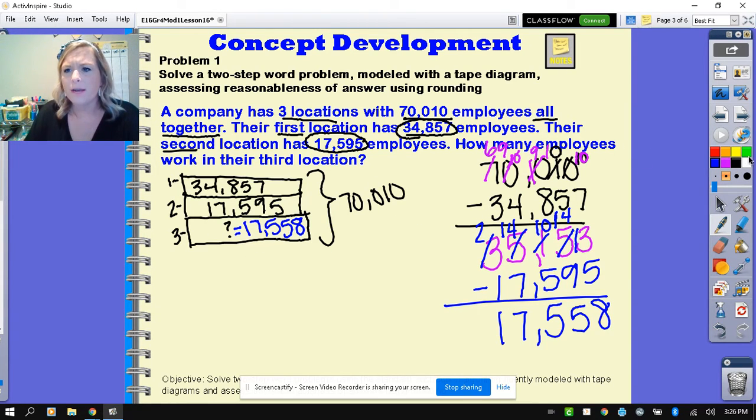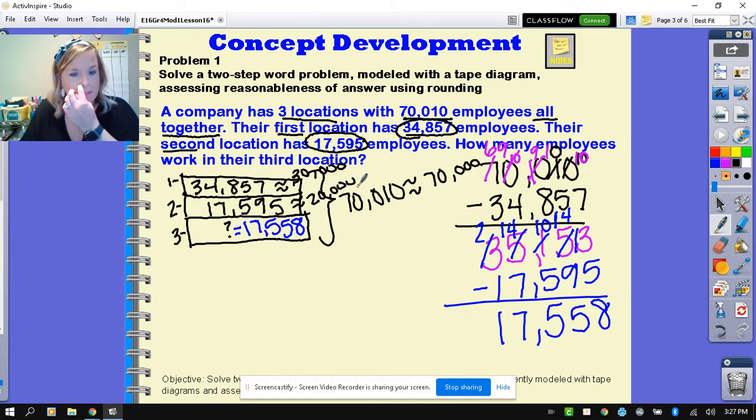Now, before I write it down and say that's our final answer, I'm going to check using rounding that this is close to an answer. So we're going to round each of our numbers to the nearest 10,000. 70,000 rounded to the nearest 10,000 is 70,000. 34,000 would be close to 30,000. 17,000 will be close to 20,000.